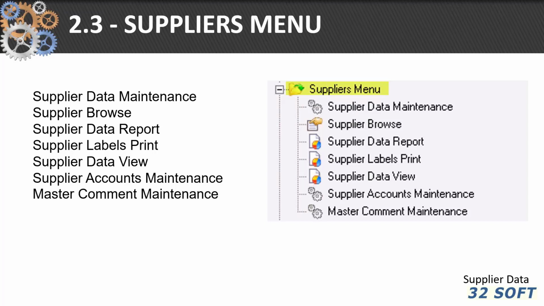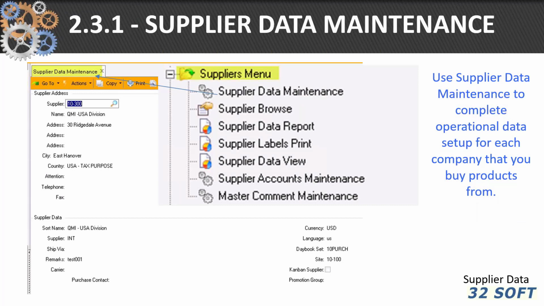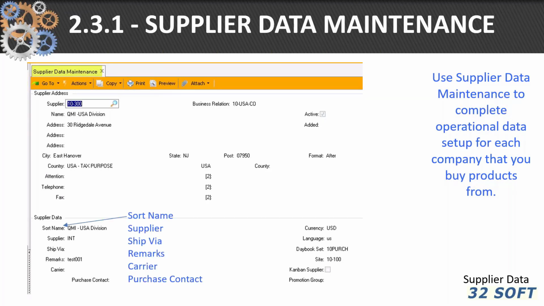The 28.20.1.1 is primarily for the financial side, but this 2.3.1 is for the operational side. So you've got supplier maintenance. There you're going to get the information from your business relationship. You've got supplier data, short name, ship via, remarks, contact information. So the supplier must be created for the operational side of the supplier purchasing.